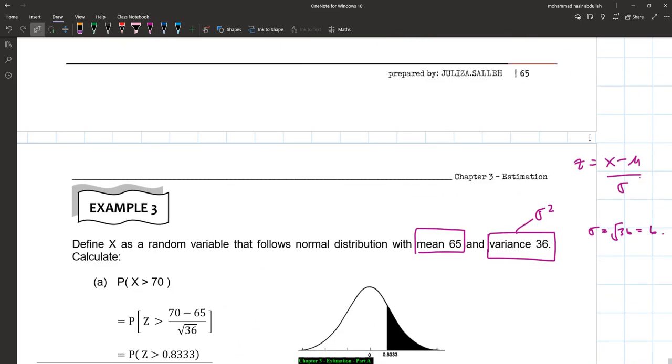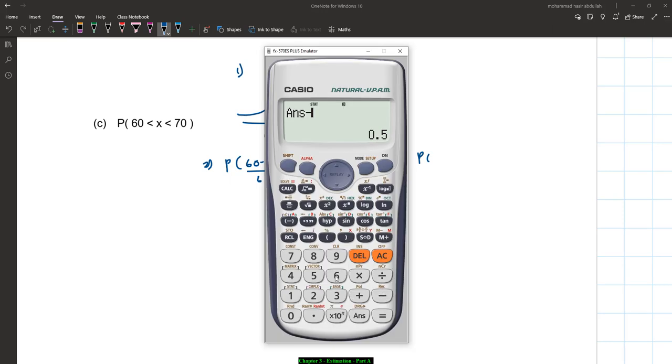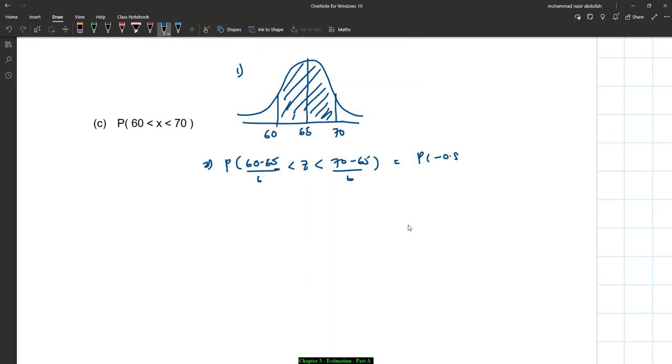The second step is to find the probability in the Z distribution. 60 minus 65 divided by 6. This is Z already. 70 minus 65 divided by 6. So negative 5 over 6. Where is my calculator? Negative 5 over 6 is negative 0.8333. And the other one is 0.8333 Z. This is the same lah.